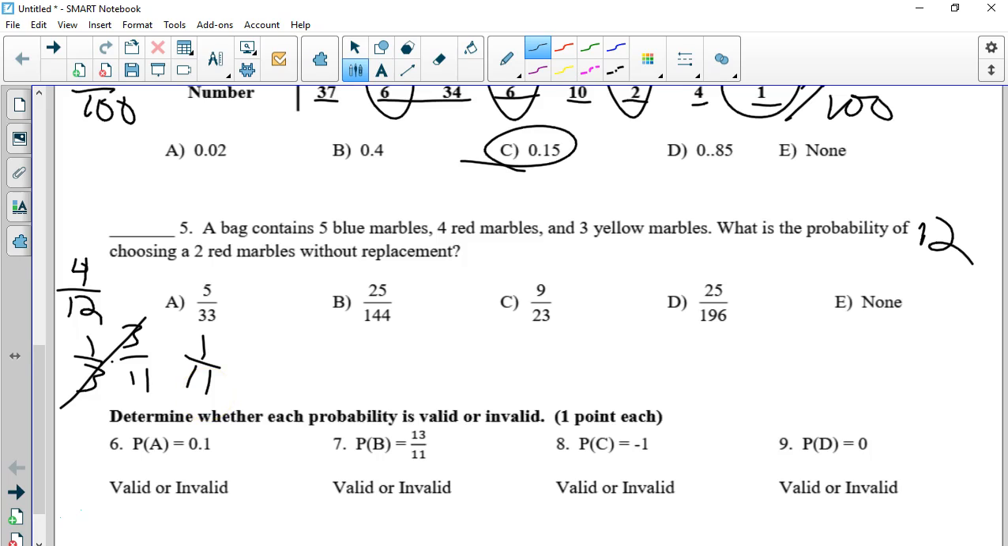which is not up there. Okay? I could check and see, well, let's see. 11 goes into 33 3 times. Well, that would be 3 33rds, not 5 33rds. So it doesn't work for any of these. So therefore, the answer is E, none.